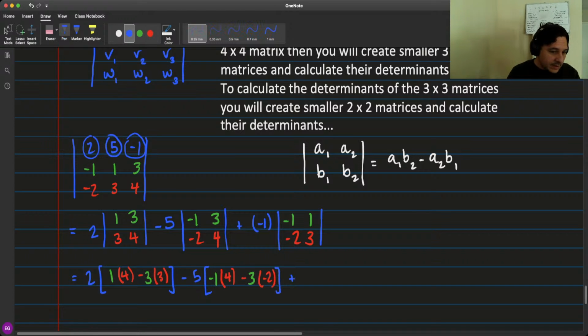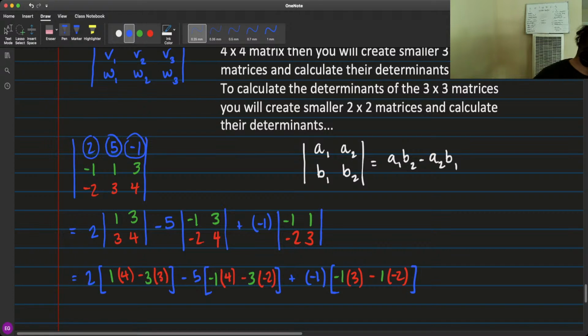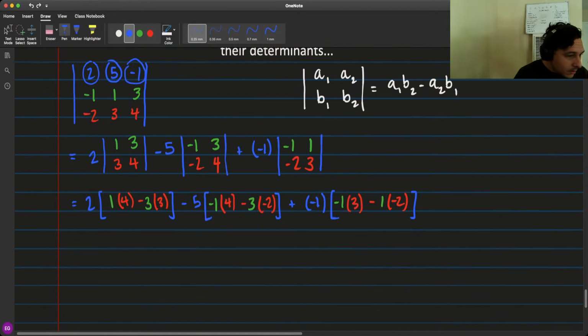And then finally plus -1 times 3, minus 1 times -2. Which will give you some number. But the whole point is that, well, if you simplify this, what do you get? Apparently 19. I already had it worked out. -19.